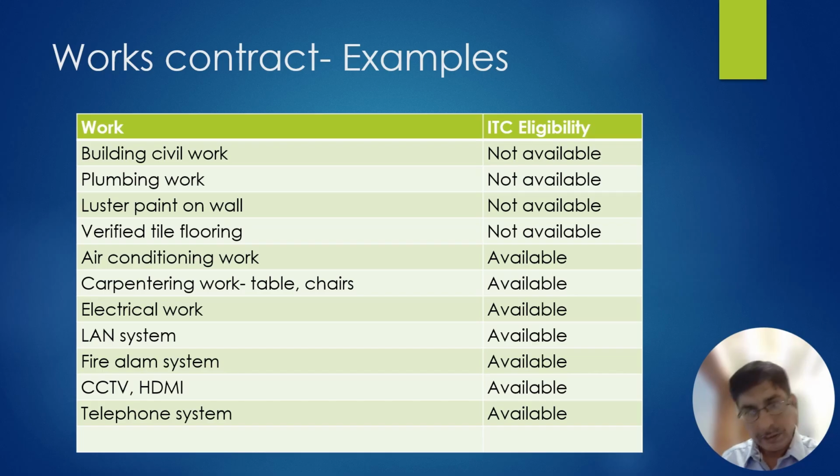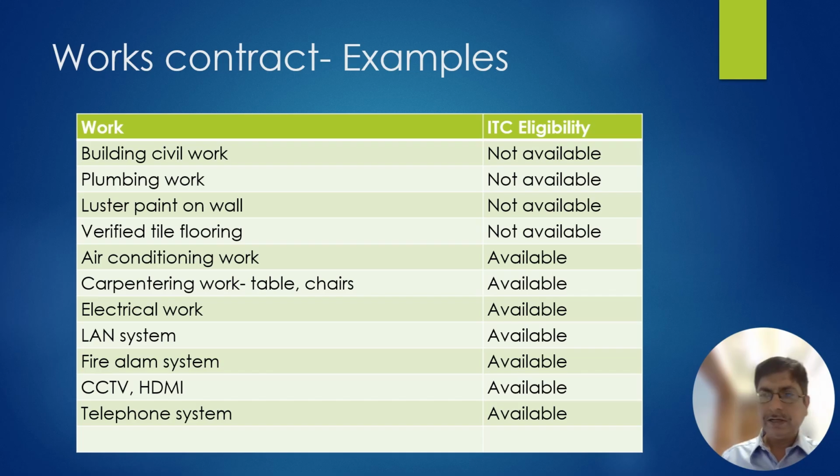Vitrified tile flooring. It is fixed to earth. The credit is not available. Air condition work. Air condition work is generally plant and machinery. In income tax also you capitalize this as plant and machinery. Therefore the credit is available. Carpentering work, tables, chairs, these are movable items. They are not fixed to earth. The credit is available.